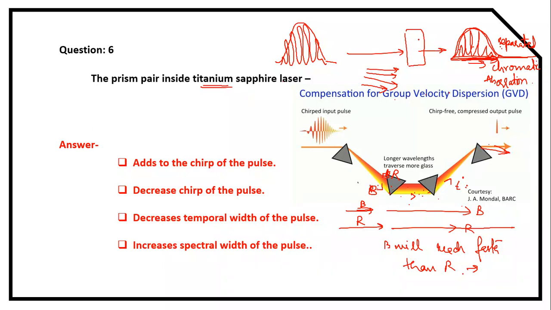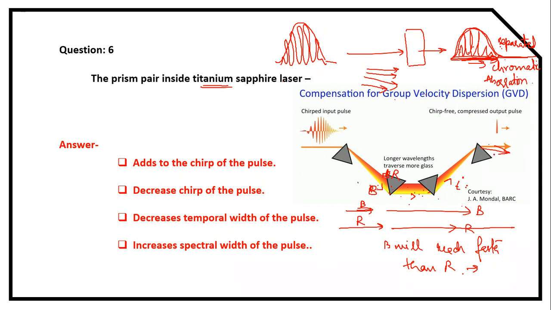The first drawback is the chirping effect. What is the chirping effect? Due to this change in the velocity, there comes a broadband, and in this broadband there is a variety of velocities of light which are separated from each other. This is also called the group velocity dispersion. In order to reduce this dispersion, we use this pair of prisms.